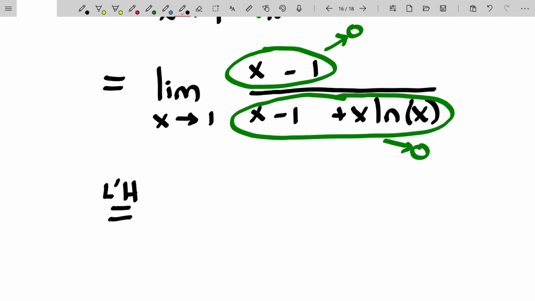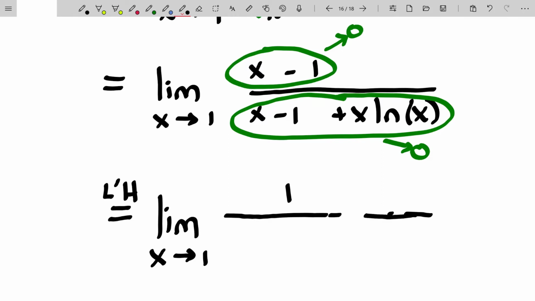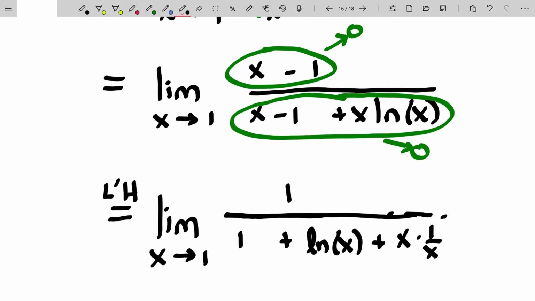So L'Hopital's rule, we have this limit as x is approaching 1. The derivative of the numerator is 1. And that's actually super nice because we end up getting rid of that polynomial in the numerator. The derivative of the denominator is 1. And then we have a product rule, plus the derivative of x times the natural log of x, and then plus x times the derivative of the natural log of x, which is 1 over x.